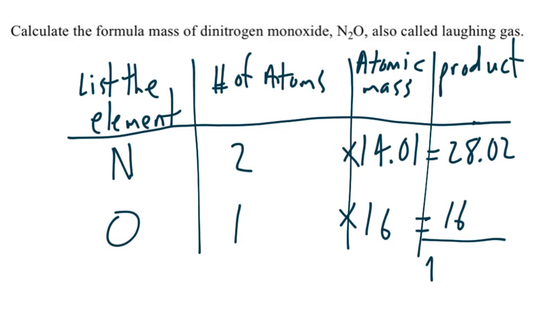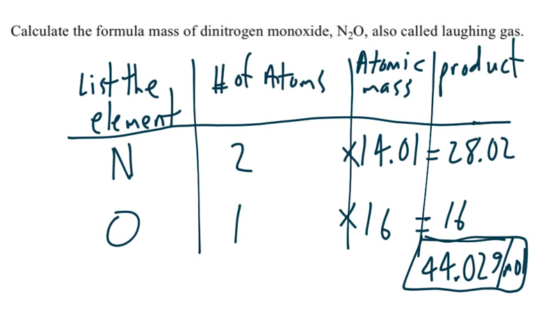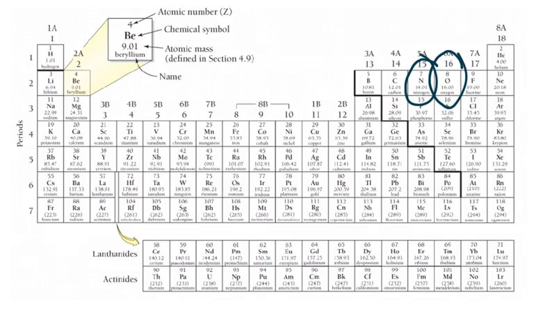And you're going to get 44.02. Again, it's going to be grams per mole as your unit, and that is the molar mass of laughing gas. Okay, so again, use the periodic table to obtain the atomic masses. All right, let's try one a little bit more complicated.